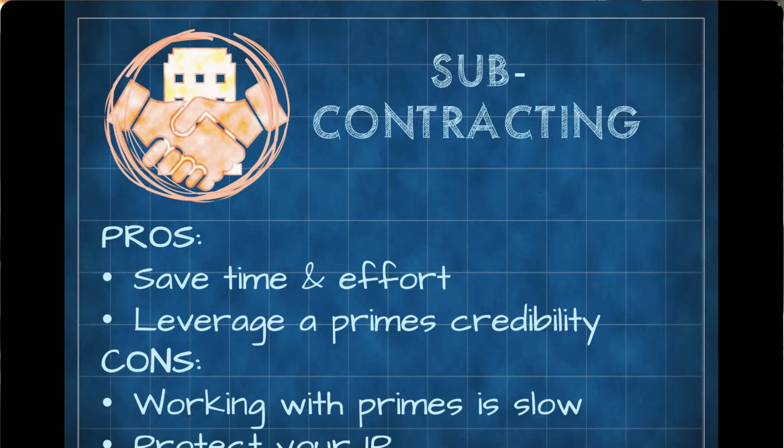The second thing to be concerned about when you're working with a prime as a sub is protecting your IP. The reality is that you're going to send them your chip, your code, your whatever it is to integrate into their larger system. And you just want to make sure that you've protected your IP before you do. I genuinely believe that the concerns over IP theft are overblown, but you want to protect yourself before you do anything here.